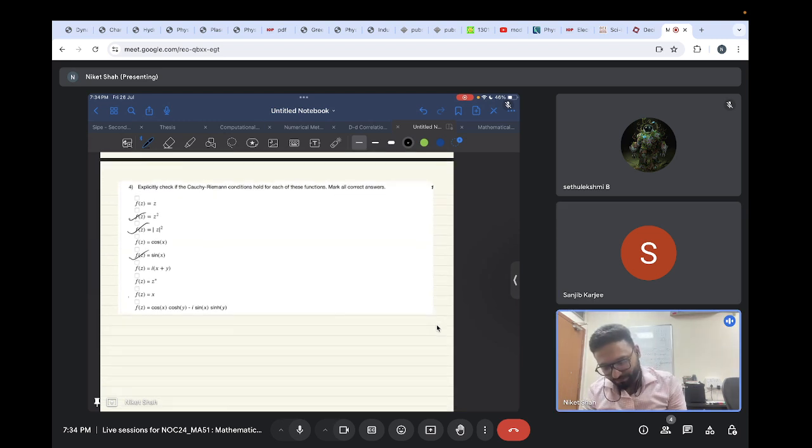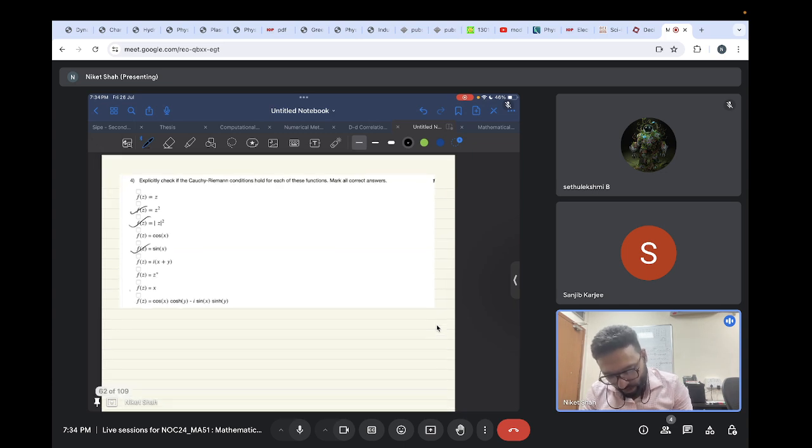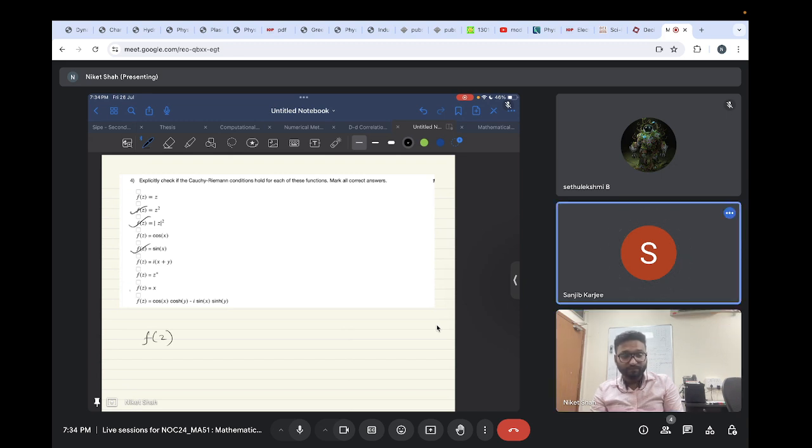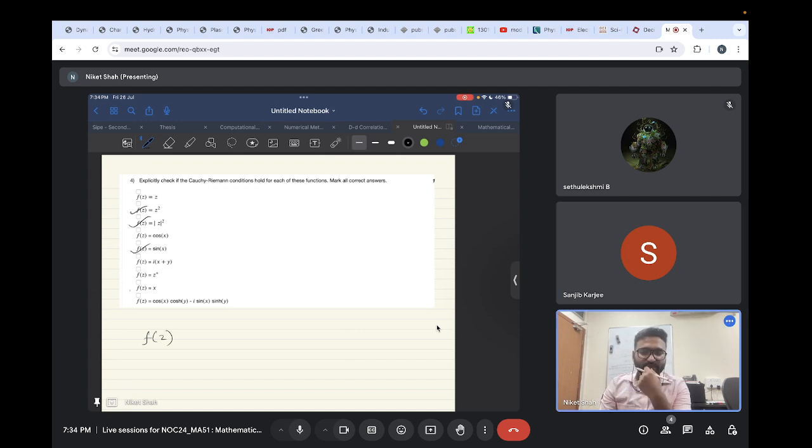All right. So moving on to the next question, question 4. Explicitly check if the Cauchy-Riemann conditions hold for each of these functions and mark all the correct answers. So tell me something. What is the Cauchy-Riemann condition for some function f of z? If I tell you, what is the Cauchy-Riemann condition for this? If you watched the lectures, please tell me what this is.